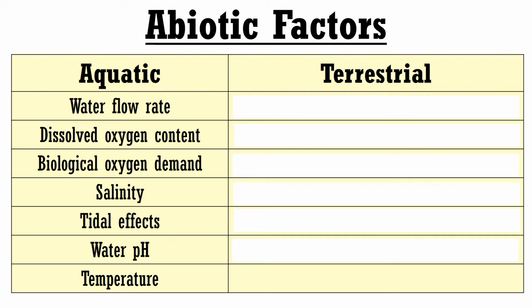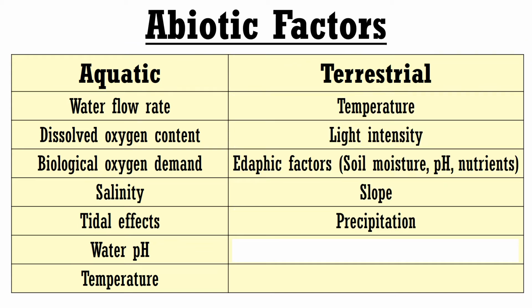Salinity is the level of salt. Tidal effects, just the tide coming in and out. pH of the water, and temperature, self-explanatory. Terrestrial ones, you've got temperature, light intensity, edaphic factors. That word edaphic, if you see it, just means related to the soil. Slope, precipitation is rainfall, and then wind velocity, which is speed and direction.